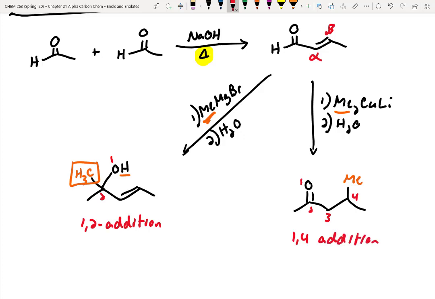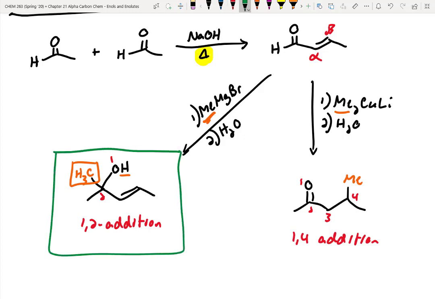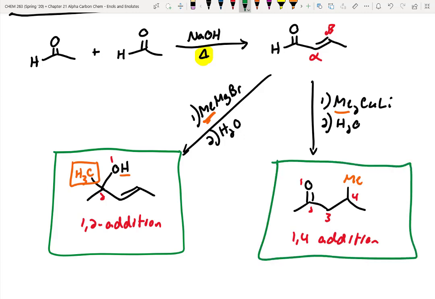All right, so it really, like I said, depends on whether or not you're using a strong nucleophile versus a weak nucleophile. Weak nucleophiles tend to give you 1,4 addition. Strong nucleophiles give you 1,2 addition. All right, so that's where we're going to stop now. This is just a brief introduction, but when we come back, we'll see this used in a variety of new contexts.